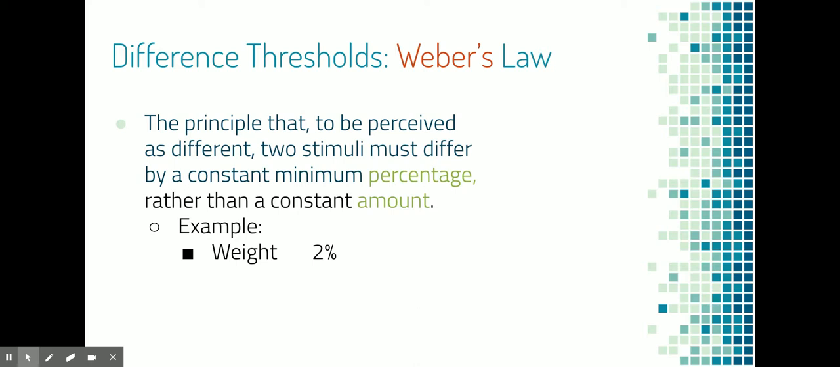This is the principle that to be perceived as different, say two different sounds, two different things. Oh, Siri wants to get in on the action.